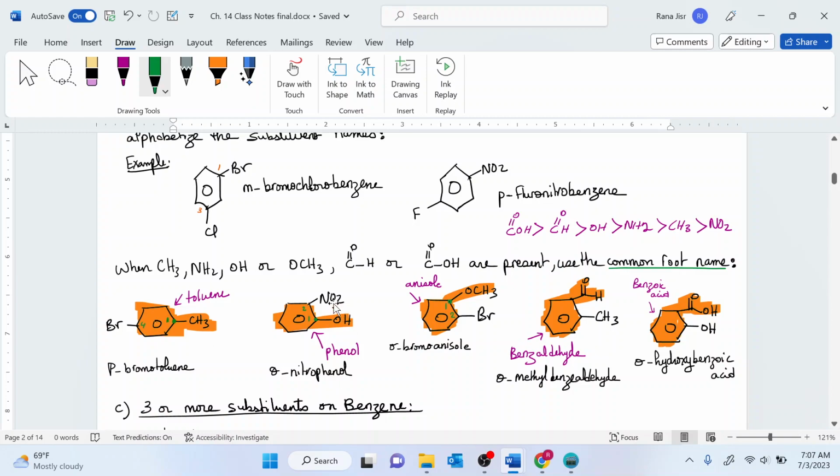Same thing between an OH and an NO2. The OH has a higher priority in the naming. So your ending is going to be a phenol in there.